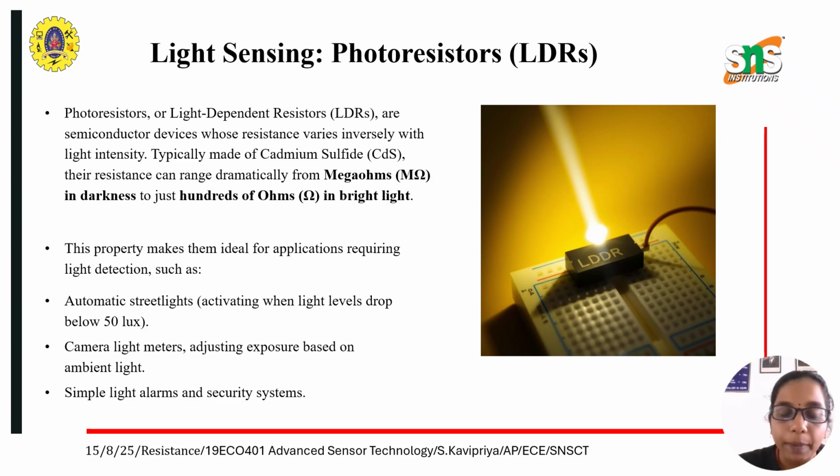This property makes them ideal for various applications such as automatic street lights, which activate when the light level drops below 50 lux. They are also used in camera light meters, adjusting exposure based on the ambient light, and in light alarms and security alarms.